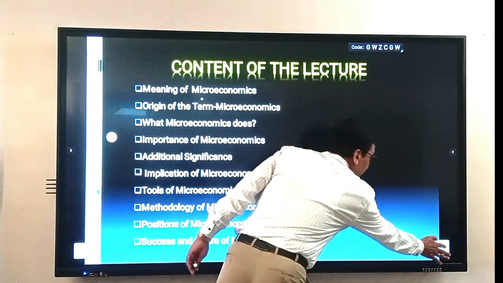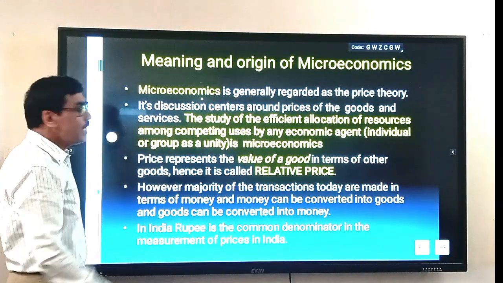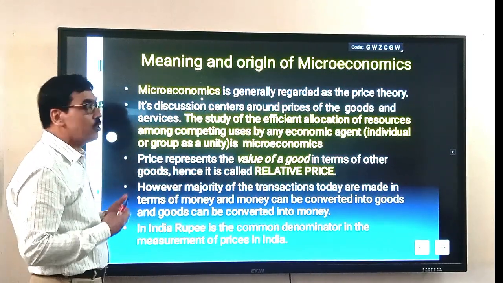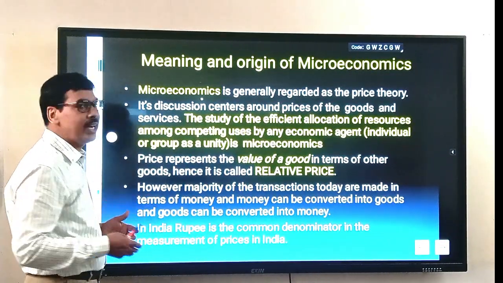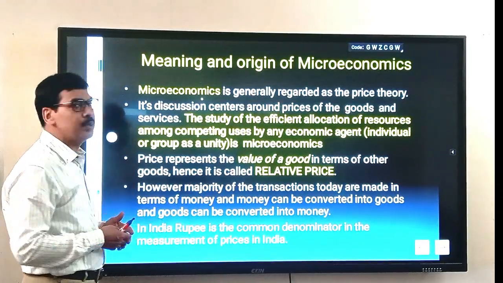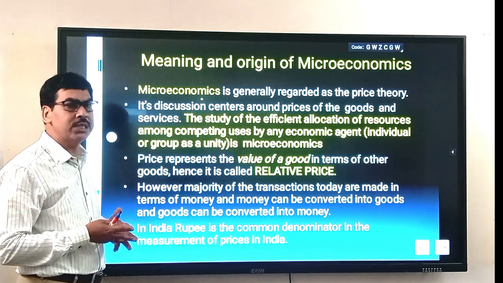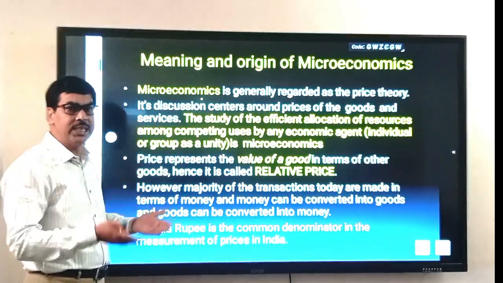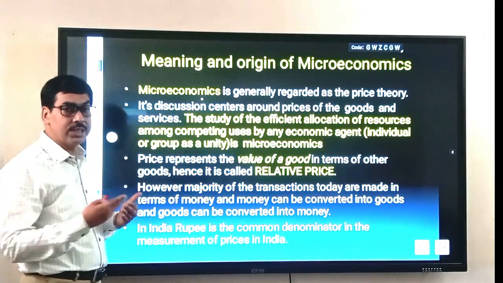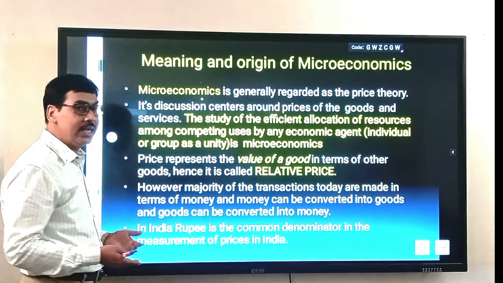So the next one is the meaning and origin of microeconomics. Generally, we students, whenever we study any book, find just two, three lines or one page regarding the differences between microeconomics and macroeconomics. But here I will present you the details, its history, its evolution, how the concept is presently utilized, everything.